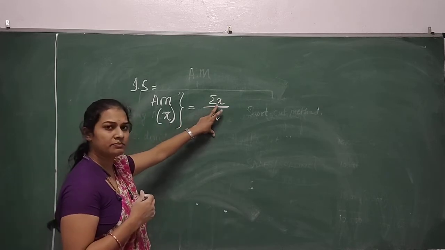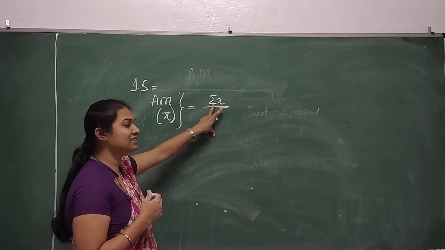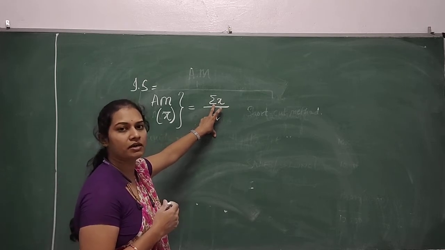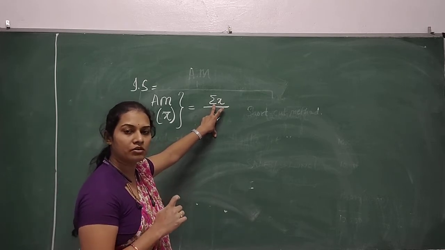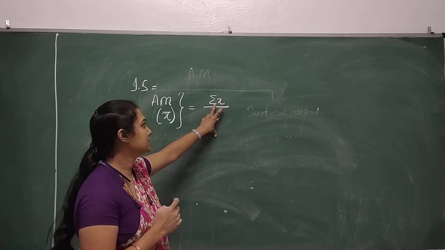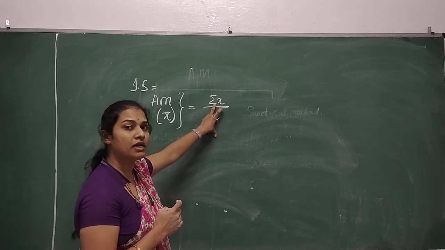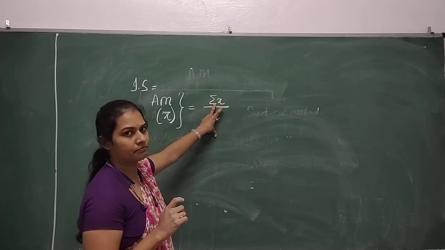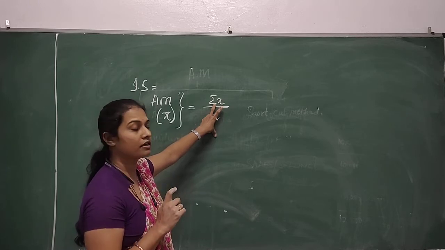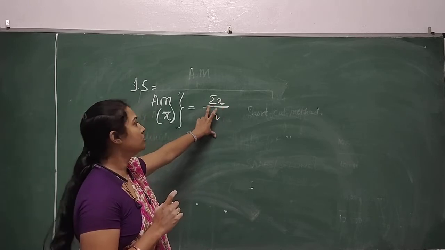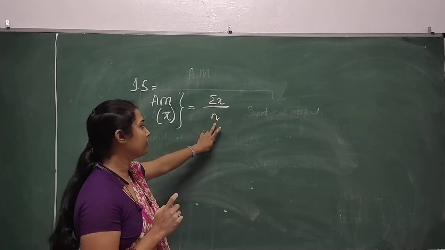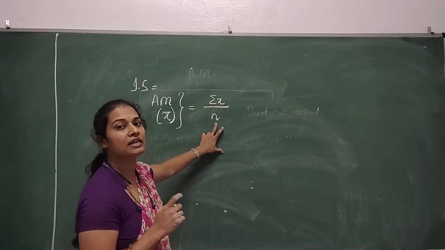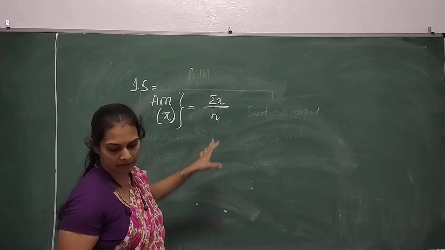So what is x bar? The total. What is sigma? Sigma is nothing but the total of that particular x. Please remember, the total is denoted by sigma. So you will take the total of x divided by n. What is n? The number of items, that is n.